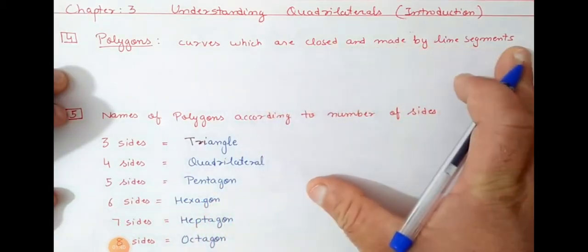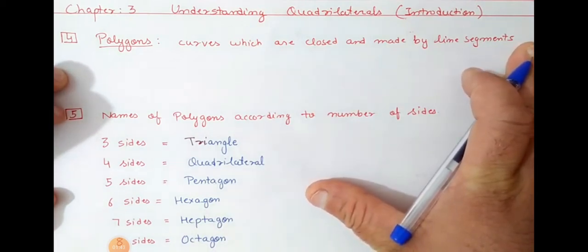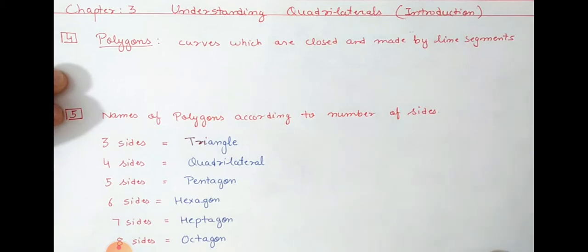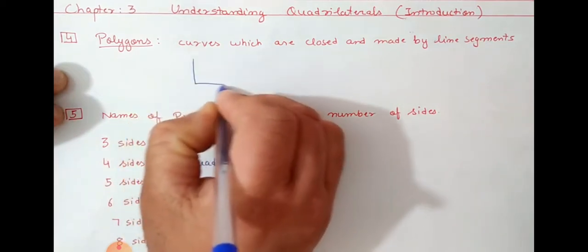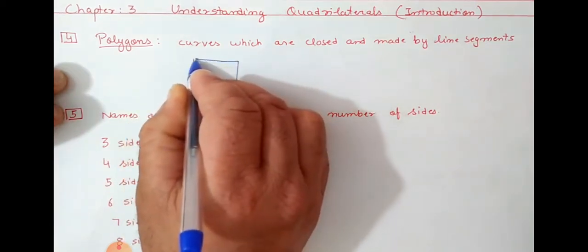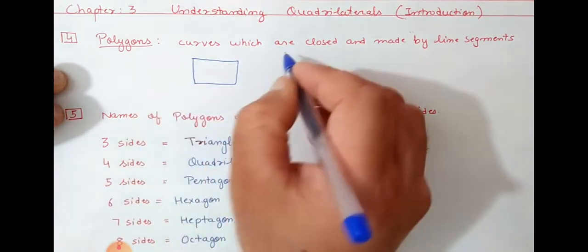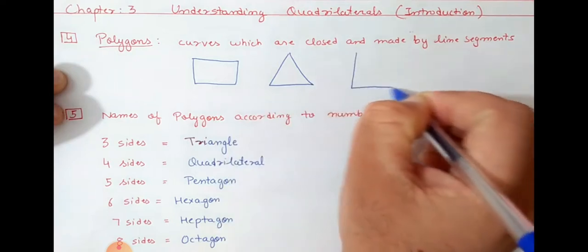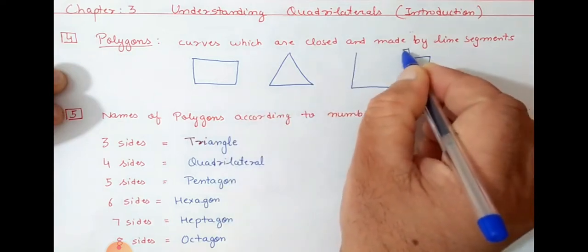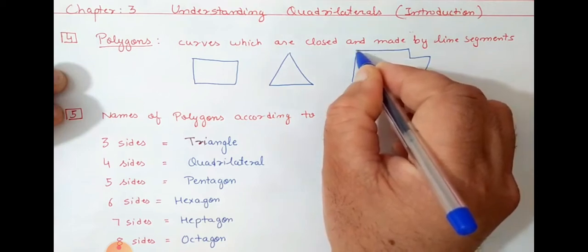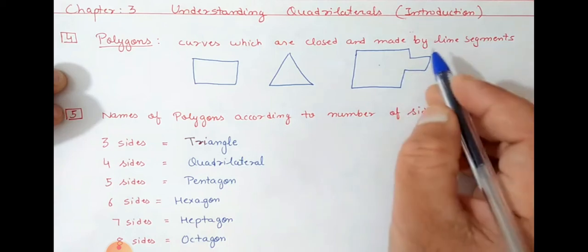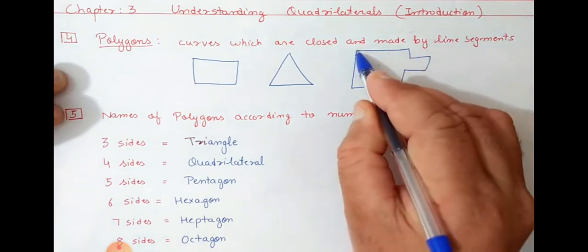Polygons: curves which are closed and made by line segments. A polygon is a simple closed curve made up of line segments. I will show the example here. These are 4 line segments joining. This is one example of a polygon, and one more example here, 3 line segments joining. That is called a polygon. A simple closed curve made up of only line segments is called a polygon. This is also one example of a polygon.